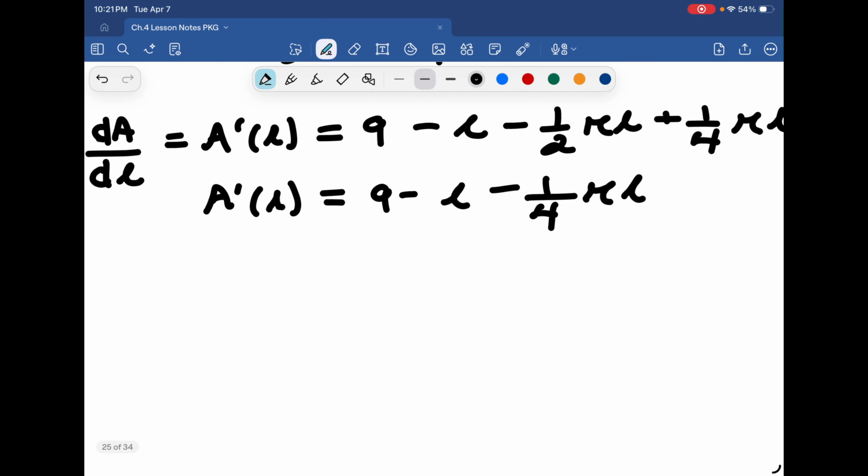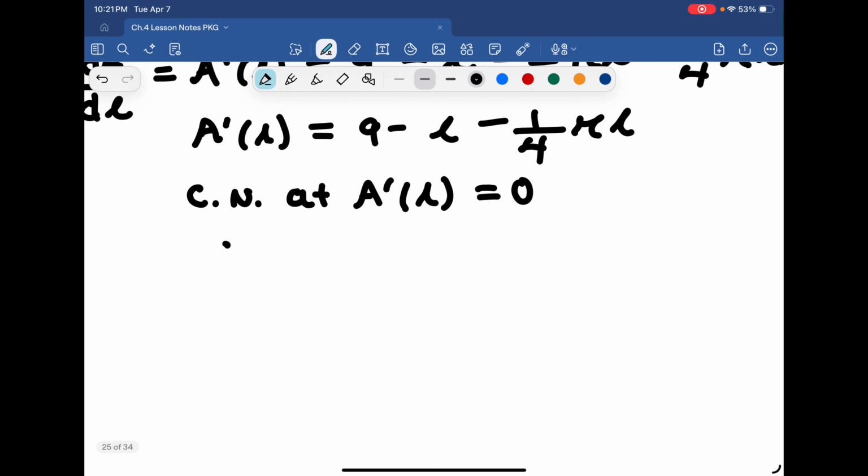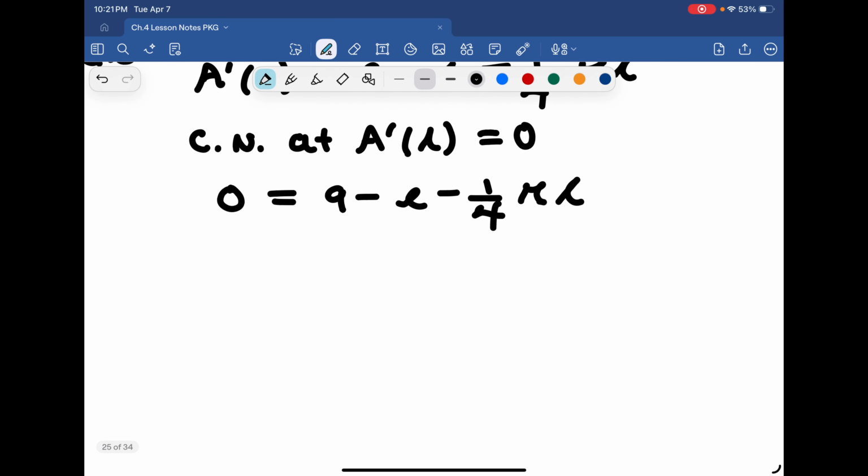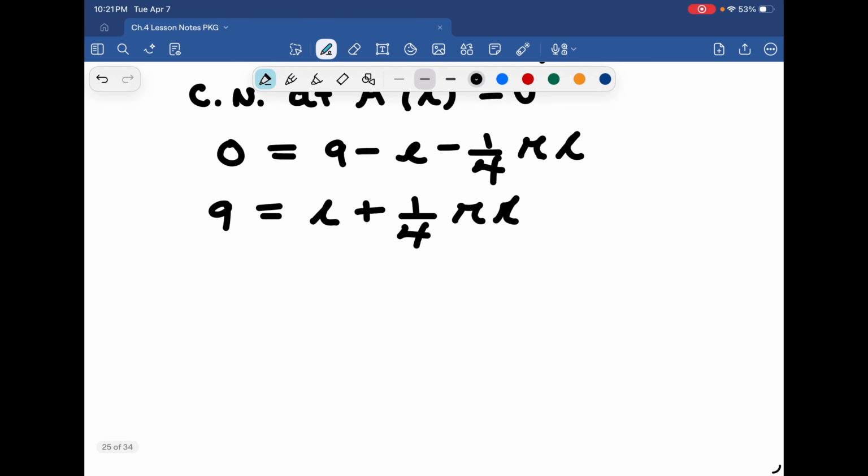Awesome. Now I can take this, and to find my critical numbers, we know that critical numbers are where A prime of L, or the first derivative, is equal to 0. So I'm going to go 0 equals 9 minus L minus 1/4 pi L. I'm going to solve this for L by going 9 is equal to, we're going to move the other two components to the other side, so the 1/4 pi L. And then I'm going to factor out the L. So this is L times 1 plus 1/4 pi.